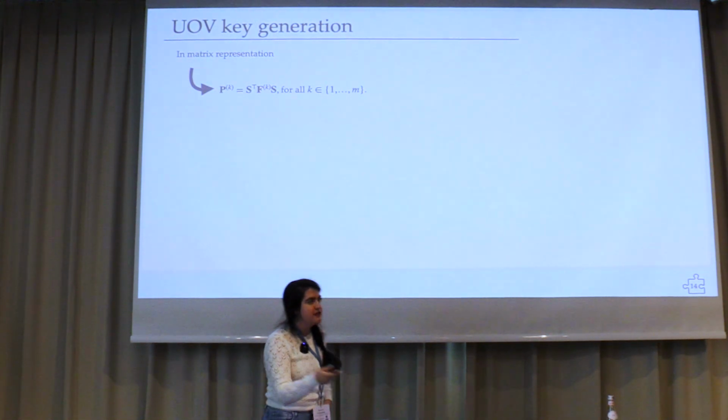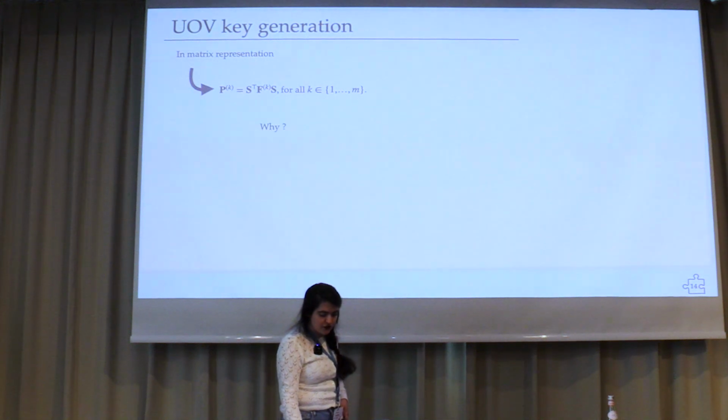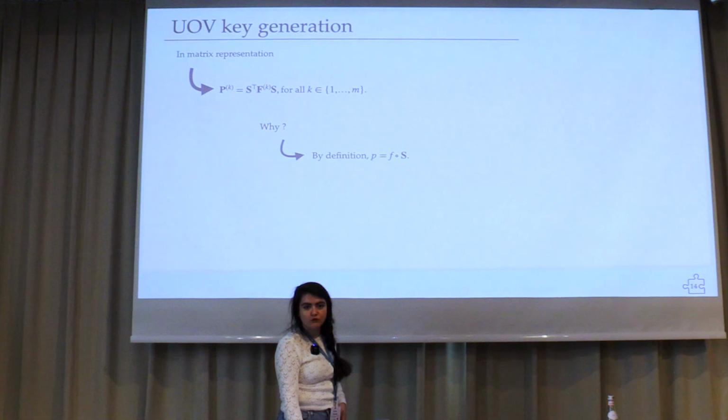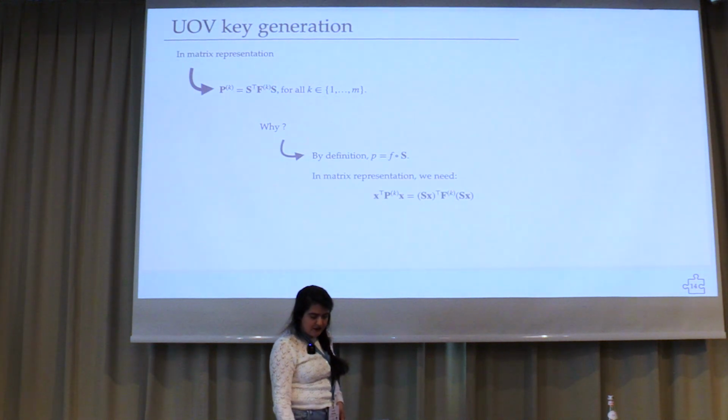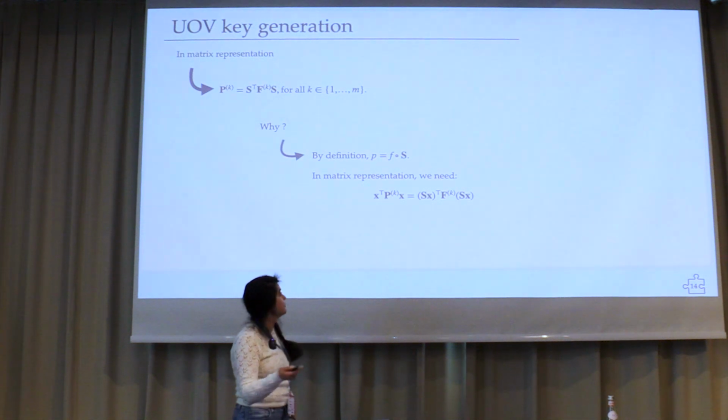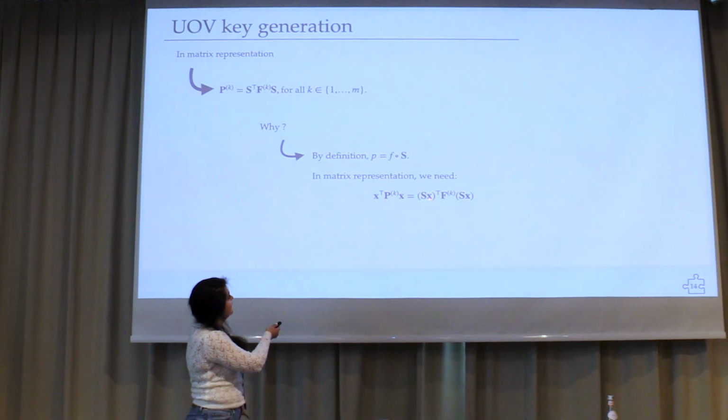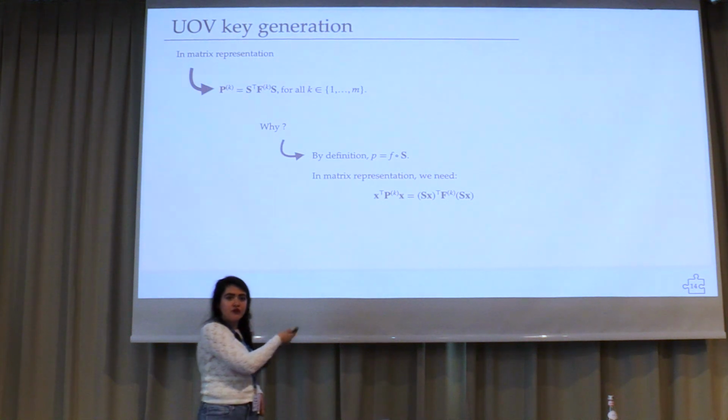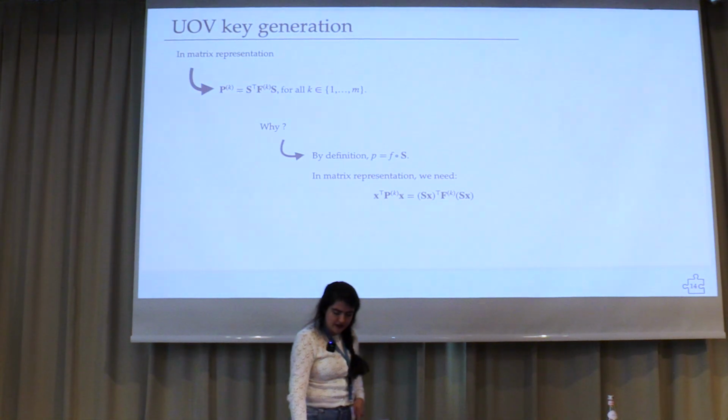Why does this work? Why does this give you the P that you wanted in the other description? Well, by definition, I have F composed with S, it gives me P. If I write this a bit differently, what does this mean in matrix representation? This is evaluating a polynomial P in matrix representation, and on the other side, I'm evaluating a polynomial F in matrix representation. But here I have a transformation on the input: I have S times the vector. So this is what it looks like in matrix form.